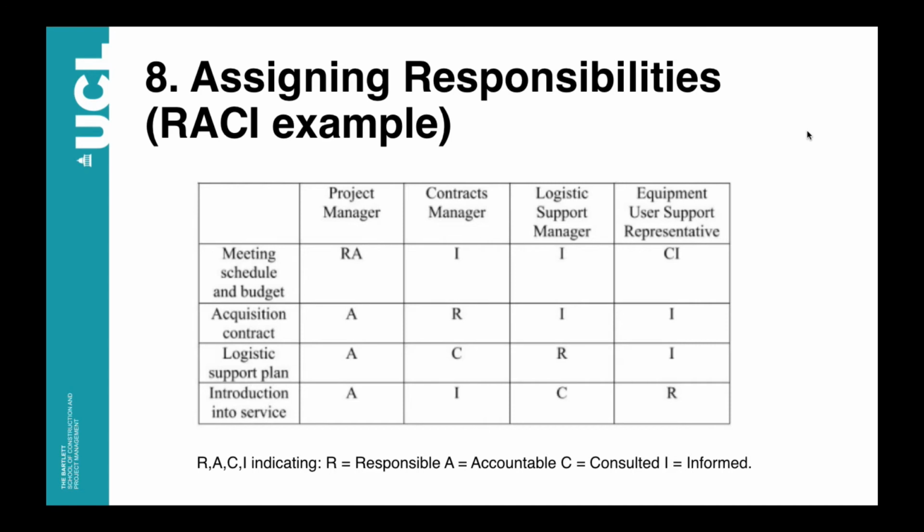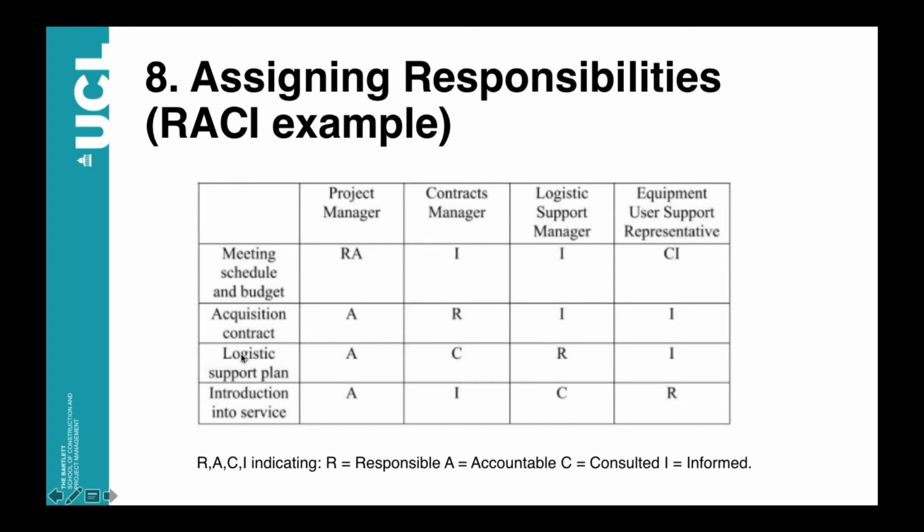Here you have a simple example of how the RACI chart works. Here we identify some key roles in a project: project manager, contracts manager, logistics support manager, equipment user support representative, and here some key activities that we need to fulfill in a project, like the acquisition contract, meeting the schedule, logistics support plan.